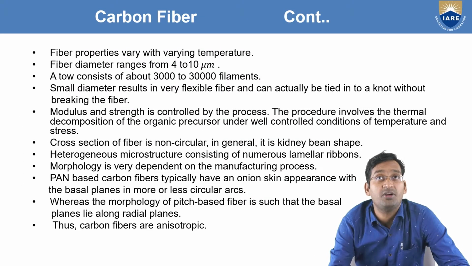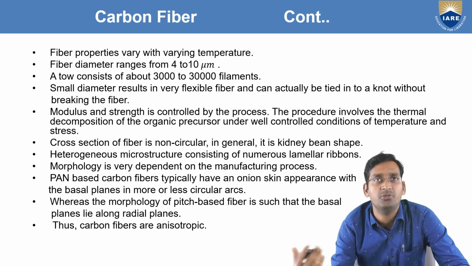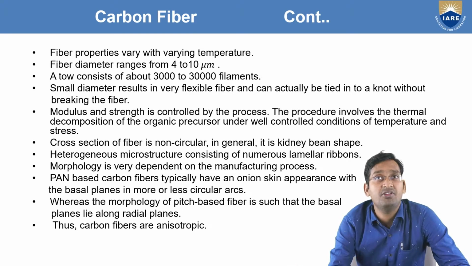Now, fiber properties vary with varying temperature. Since we already saw that at 1300 degrees Celsius it's the carbon fiber, at 1800 degrees Celsius it's getting graphitized, and at 1900 degrees Celsius we are getting what? Graphite fiber. So when temperature changes, the property also changes. Fiber diameter ranges from 4 to 10 micrometer. So that was the length, and this is the diameter, 4 to 10 micrometer. A tow consists of about 3000 to 30,000 filaments.